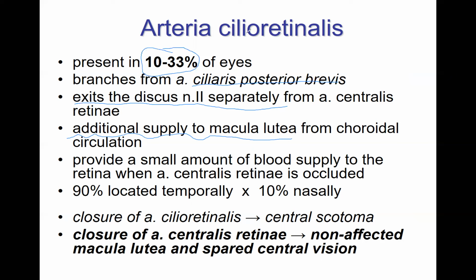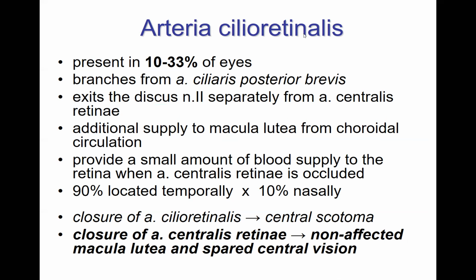So what can happen? If this artery is closed, you can have a central scotoma. Yeah? If the small artery is closed, you can have a central scotoma. But if the whole central retinal artery is closed, the cilioretinal artery is not branched from central retinal, but it comes from different area, from posterior ciliary short arteries. So it saves the vision. Yeah? And you have not affected macula and you have spared central vision. So this artery can save your vision in case of closure of central retinal artery.